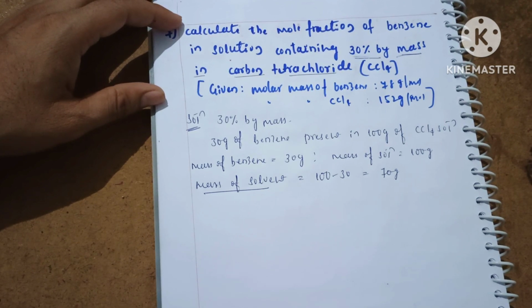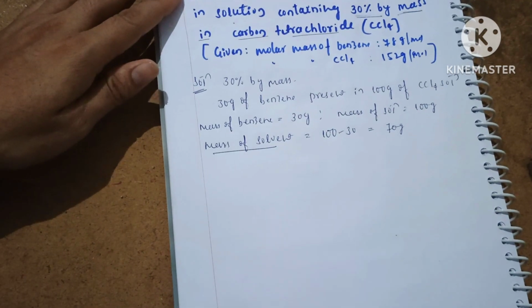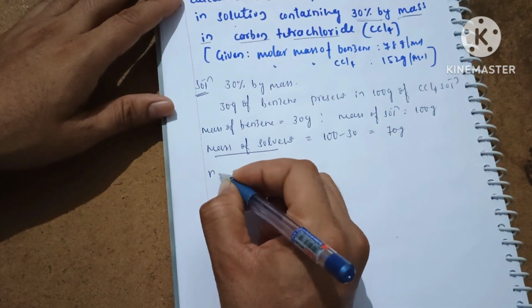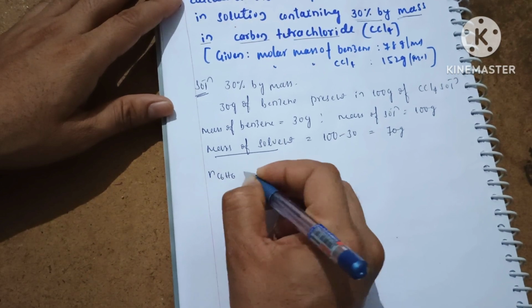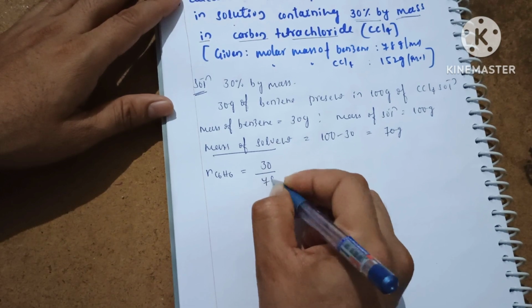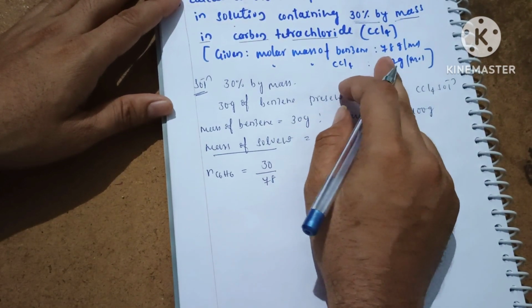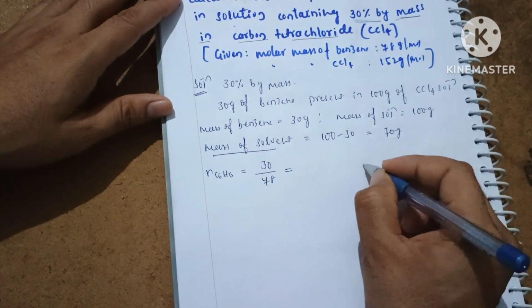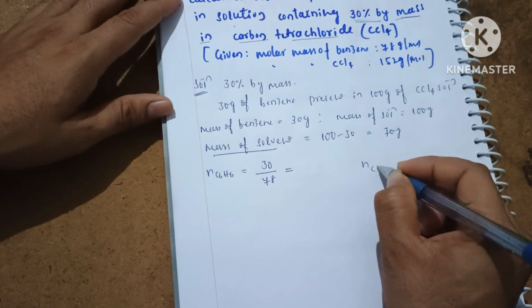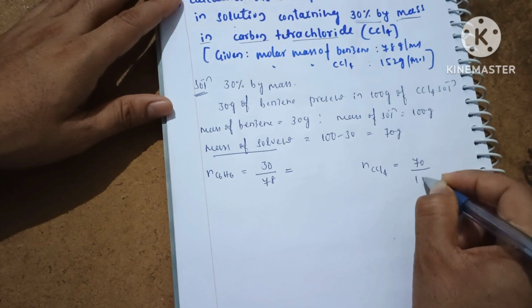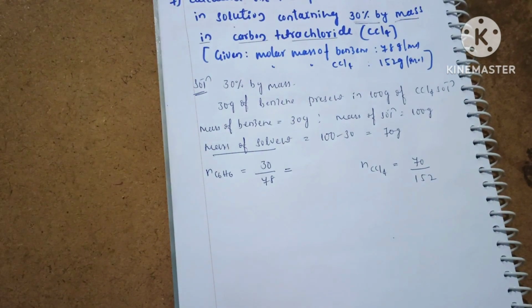And as we all know, before calculating the mole fraction, first we have to calculate the number of moles of the respective solute as well as solvent. First, I will calculate the number of moles of benzene. Number of moles of benzene, that is C6H6, is equal to given mass of benzene, 30, divided by molar mass of benzene, 78. And the number of moles of CCl4, that is carbon tetrachloride, is equal to given mass by molar mass. Molar mass of CCl4 is 152 gram per mole.